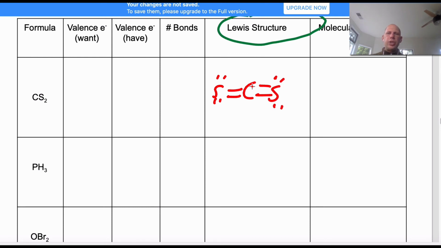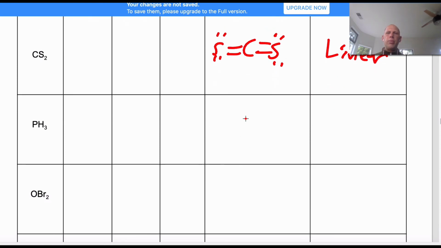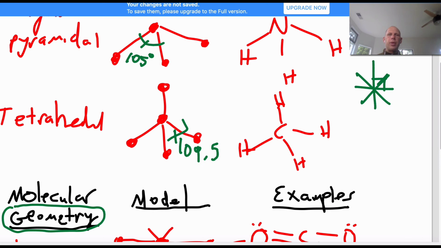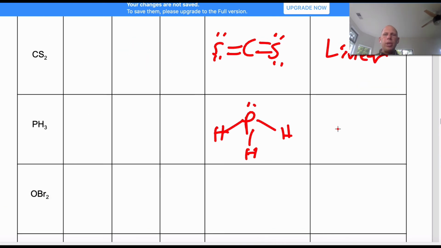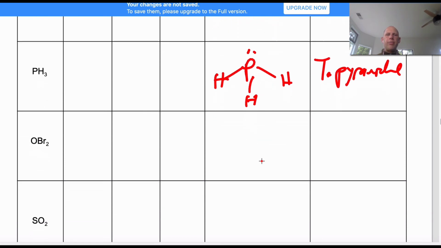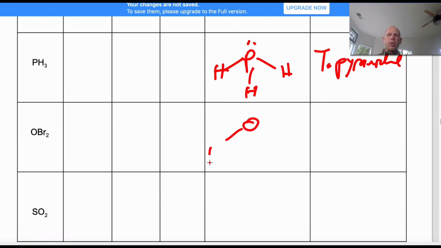Okay, so that's two things, no lone pairs, so that's going to be linear. PH3: three things, and by the way, throughout all of this, I'm not going to do the bond angles, but you need to have those written down as you did over here. So that's going to be trigonal, I'm just going to write T pyramidal, because of that lone pair pushing. 180 degrees, 105 degrees. OBr2.